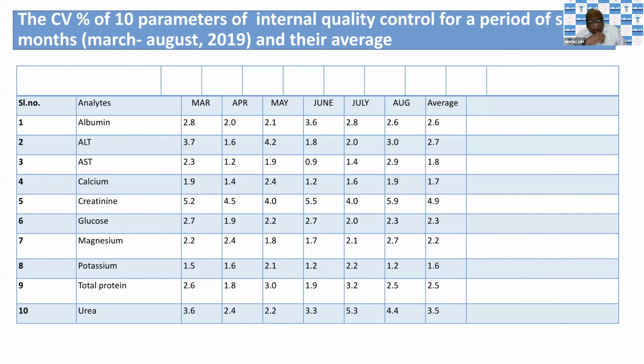And see, this data we collected in 2019, CV% for these 10 analytes over a period of 6 months. Then we calculated average for the 6 months. What is our average CV% for these 10 analytes? So with that, we got information about imprecision.